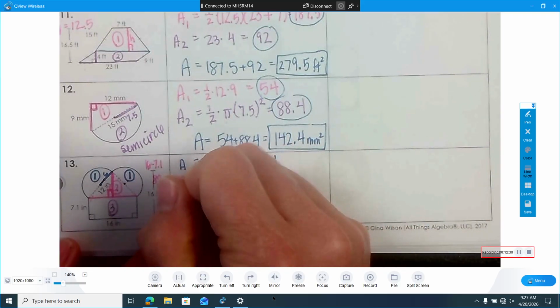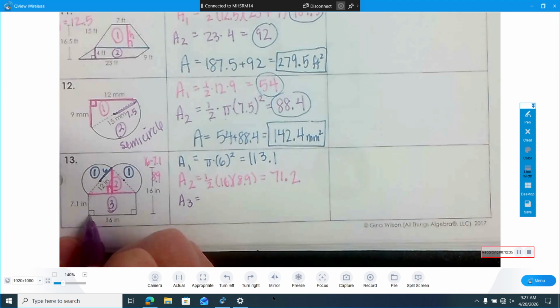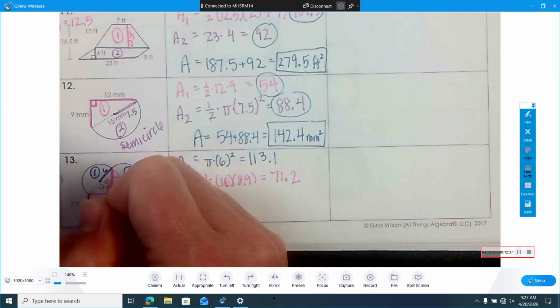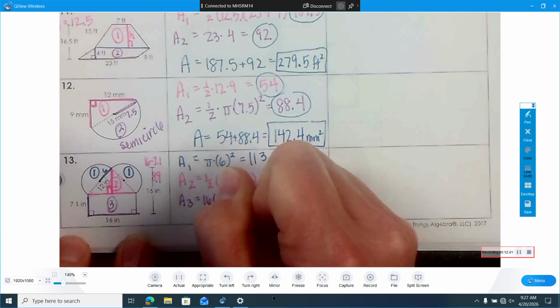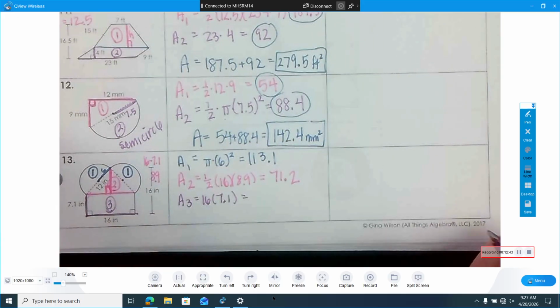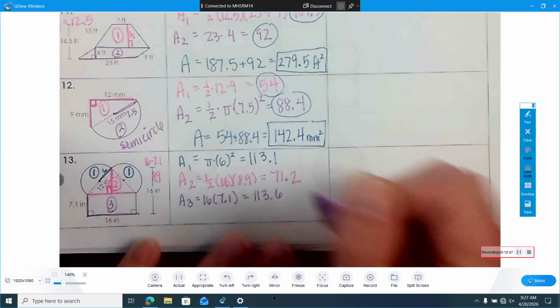And then area 3, just a rectangle. That is just base times height. And again, base times height have to be perpendicular to each other. So that's going to be 16 times 7.1, which is 113.6. Thank you.